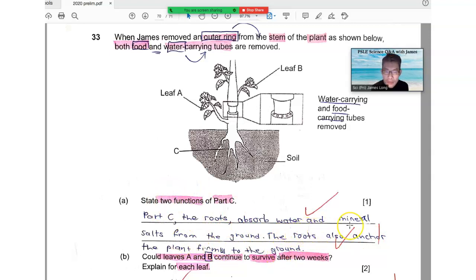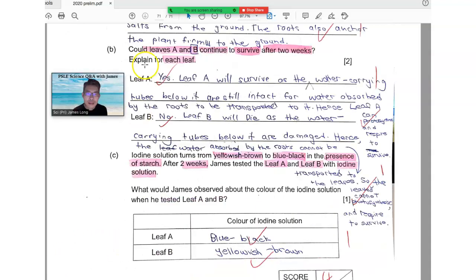Now, many of you didn't write mineral salts. That's fine for this question, because the main thing here that plants need will be water. Without water, plant will die. But without mineral salts, plant will not be healthy, but they won't die just yet. And then here they ask you, could leaves A and B continue to survive after 2 weeks? Explain for each leaf. Now let's take a look at the picture one more time.